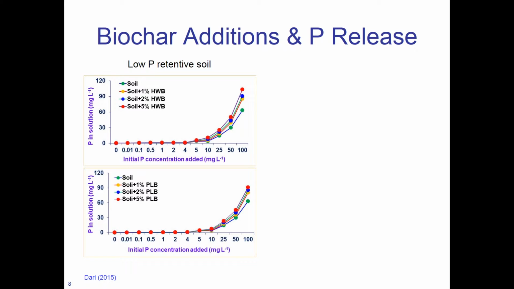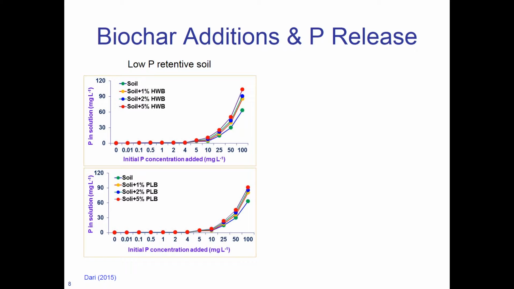These are batch experiments, very similar to the isotherm experiments we discussed earlier, and various quantities of phosphorus were added: 0, 0.01, 0.1, 0.05, 1, 2, 4, 5, 10, 25, 50, and 100 milligrams per liter. We did this for both the hardwood biochar, the graph on the top left, and the lower one, the poultry litter biochar.